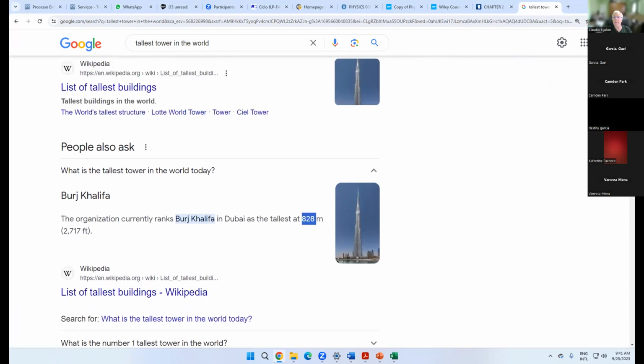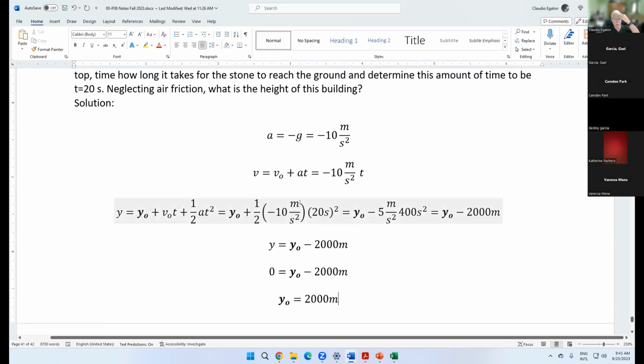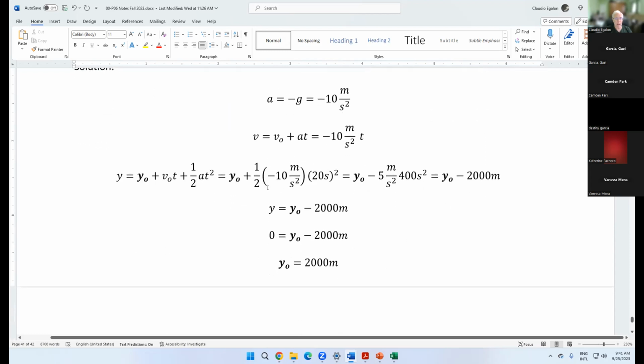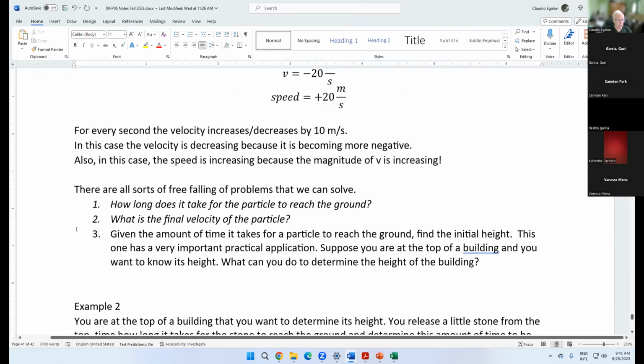Okay, but that's an example of how we can use this equation to solve problems, right? To solve real life problems. Okay. And then there are other types of problems too. Here you go.